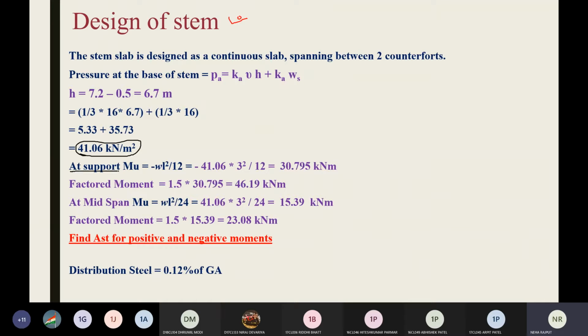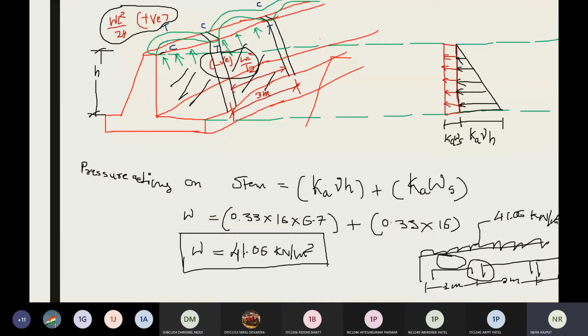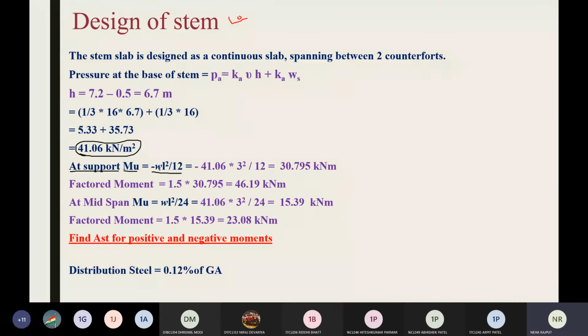At support, moment is equal to WL square by 12. As I explained, this is support and the value is WL square by 12. So here it is WL square by 12, so 41.06, L is the center to center distance between the counterfort member. So you will get this moment as 30.795 kilonewton meter. And this you are going to convert into factored moment by multiplying with 1.5. So this will give the factored moment at support as 46.19.